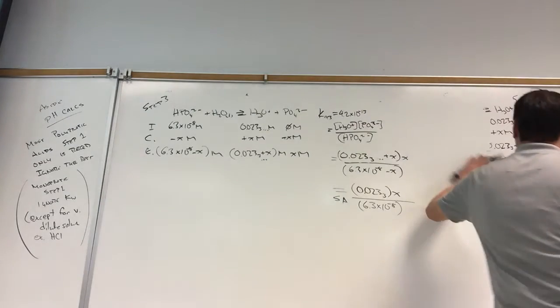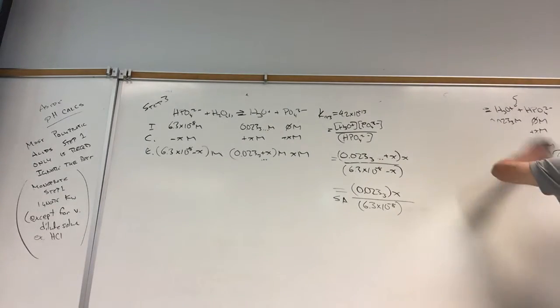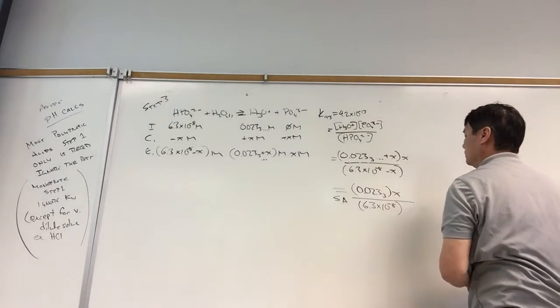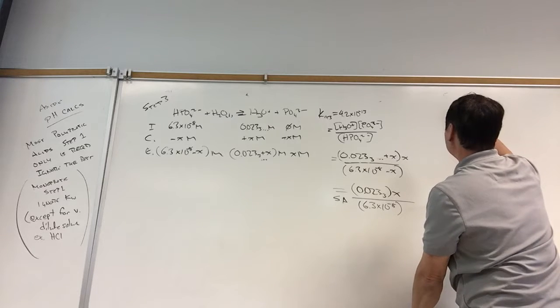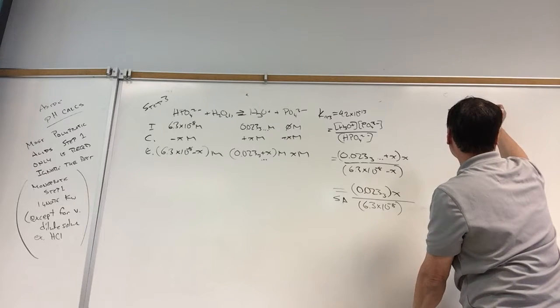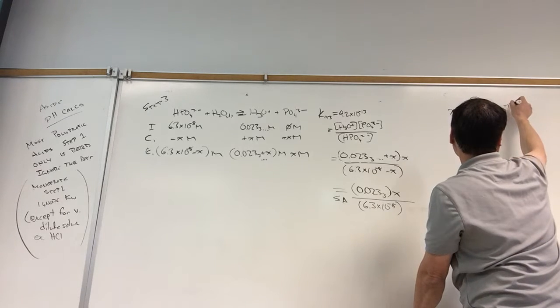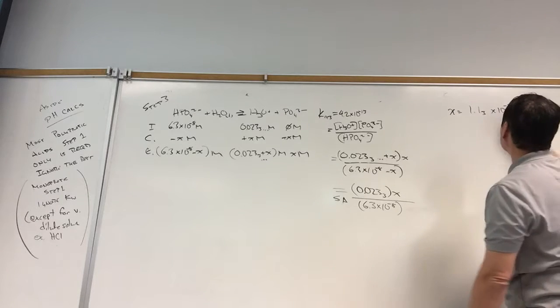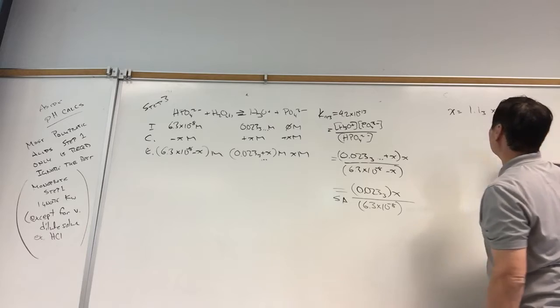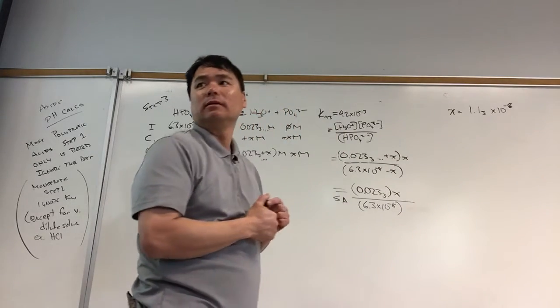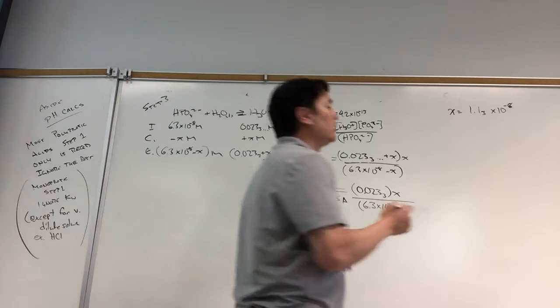So let's do it. And then what do we get as our x? X is equal to 1.13. Is that what it is? Times 10 to the negative 18? No, 8? Is that what? It's 18. Times 10 to the negative 18?